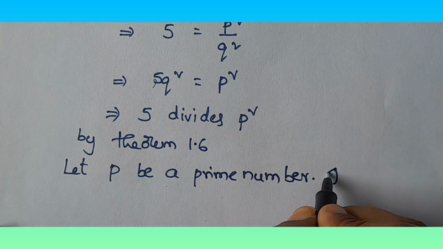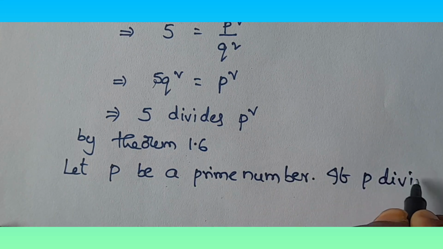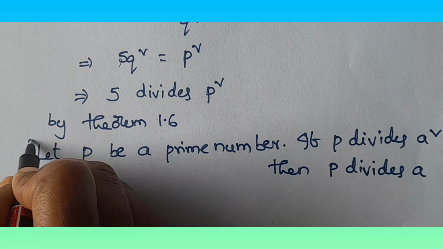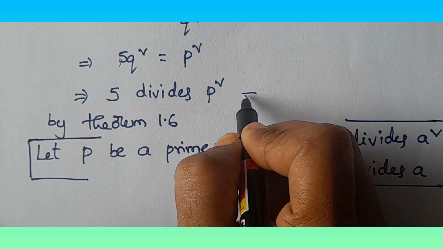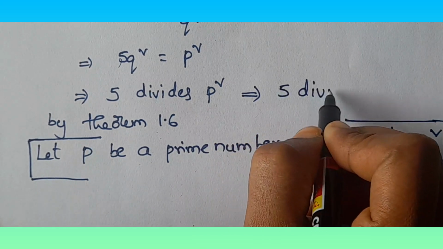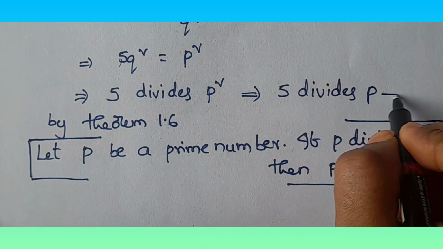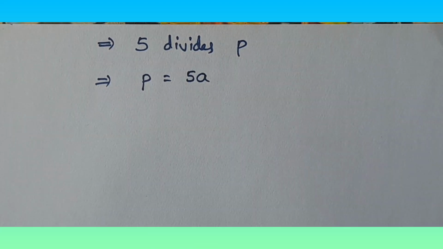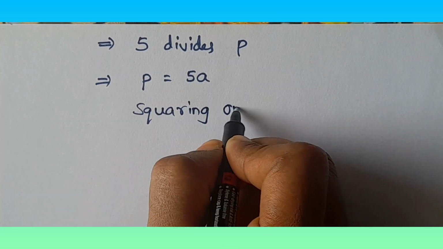By theorem 1.6 we have, let p be a prime number. If p divides a square, then p divides a. Here we have 5 divides p square. That implies by theorem 1.6 we have 5 divides p, which is equation 1. 5 divides p. We have to write p is equal to 5a.